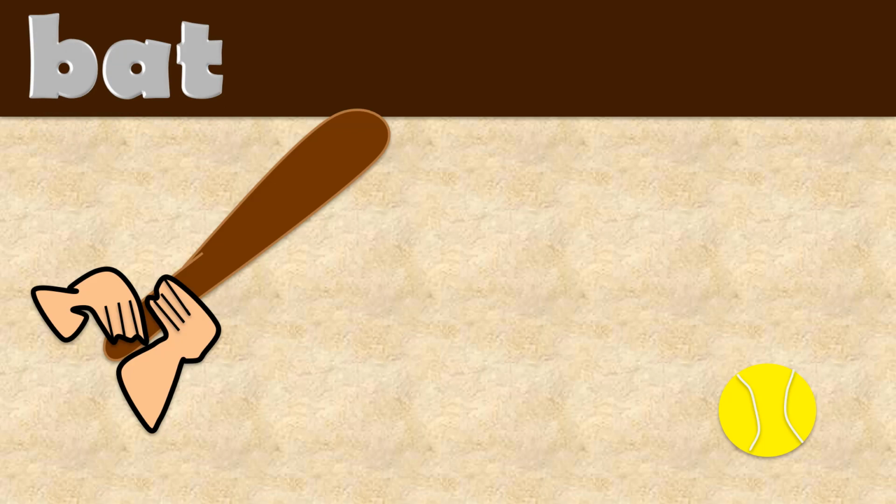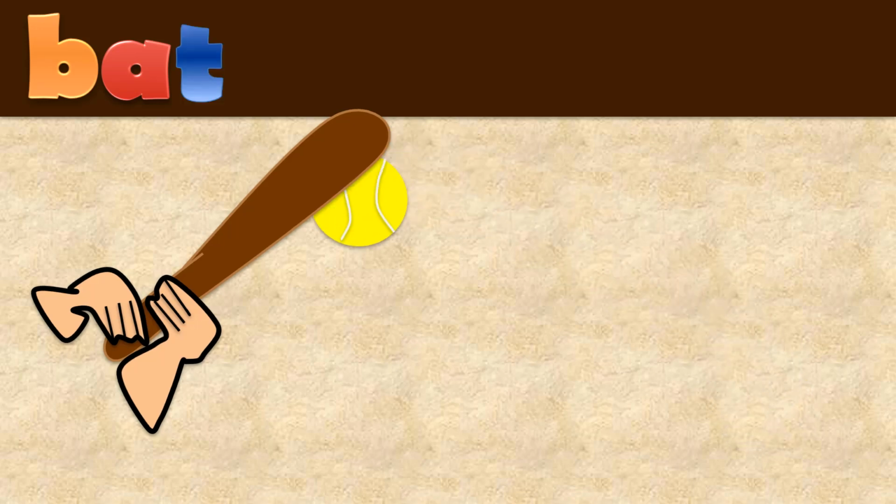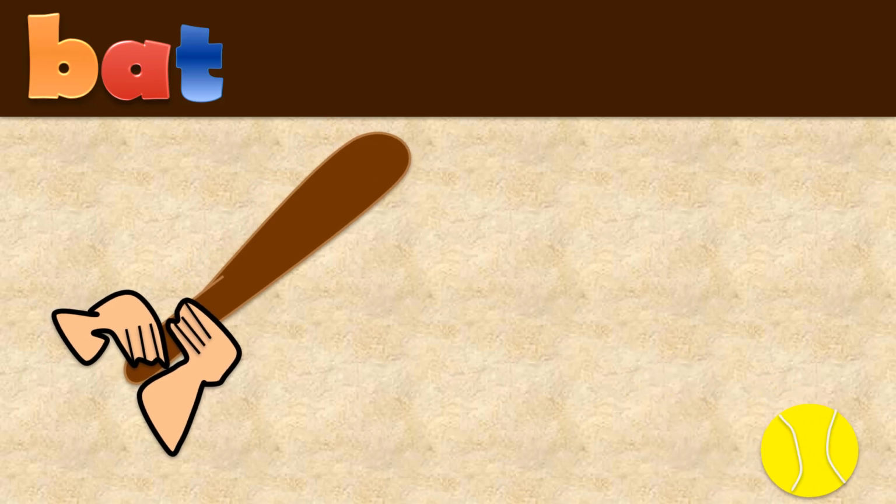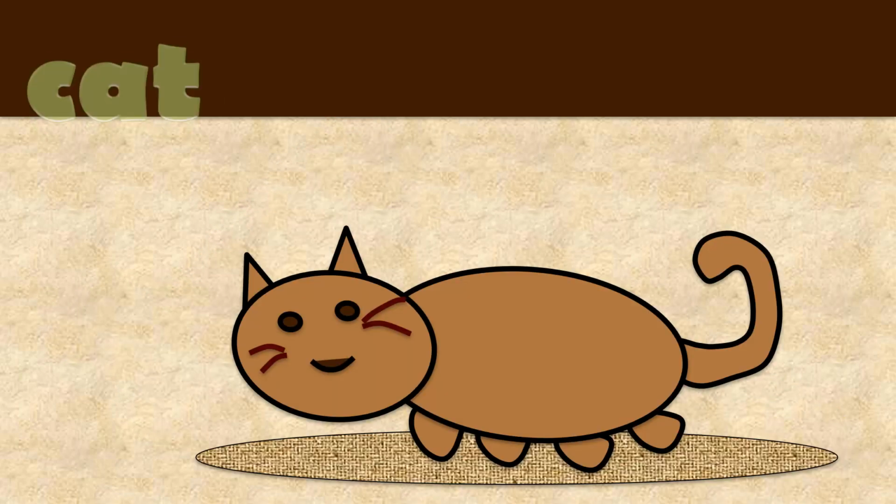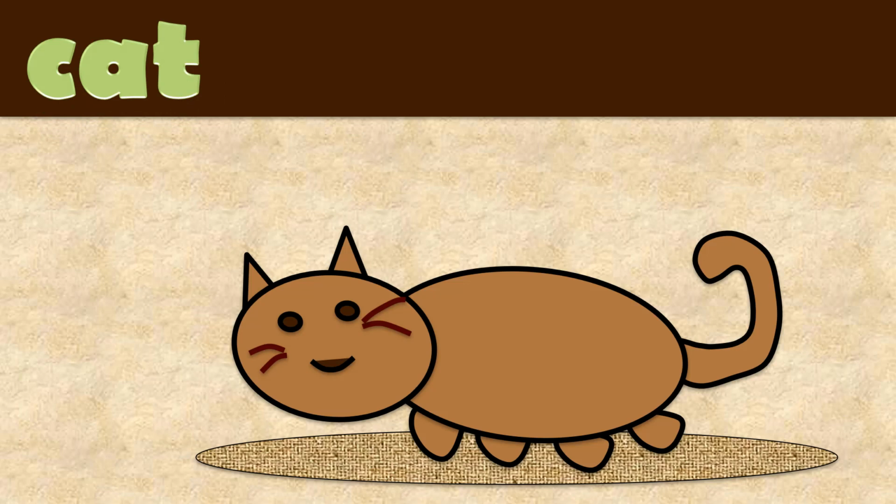Bat. It spells as B A T. B A T. Bat. Cat. It spells as C A T. At, cat.